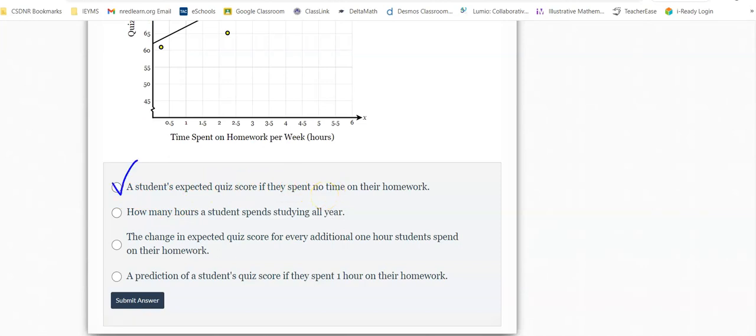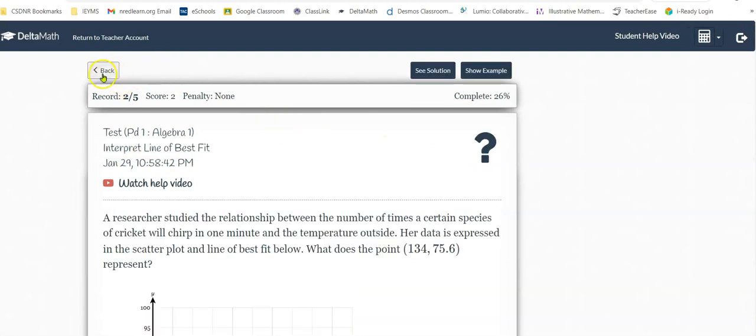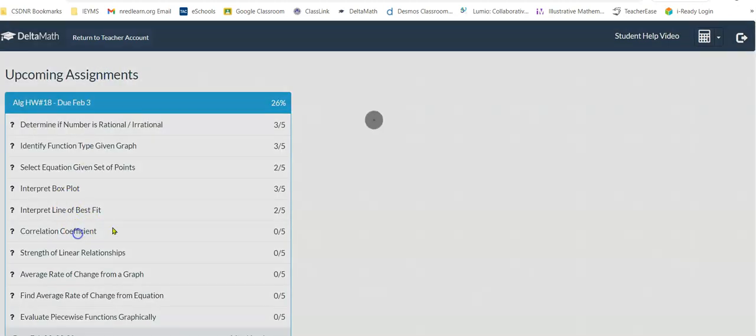Yeah. How many hours a student spends studying all year? Nope, that's not your initial value. The change in expected quiz score for every additional 1 hour? Nope, that's a slope. A prediction of a student's quiz score if they spent 1 hour? Nope, spend 1 hour, that'd be here. So we're going with this one. All right, that's how you interpret a line of best fit.